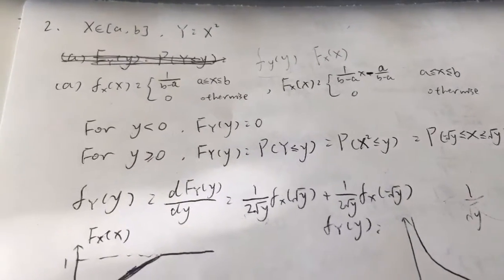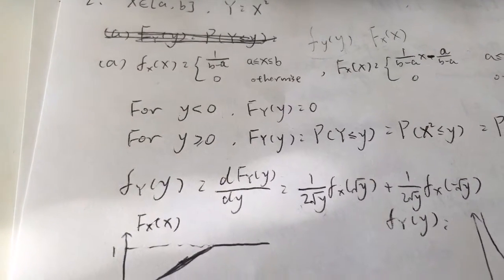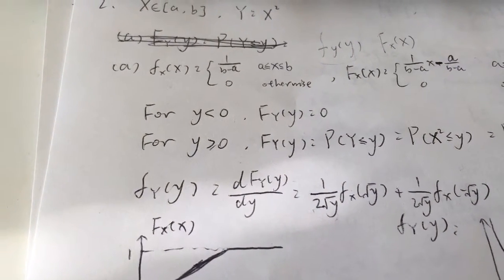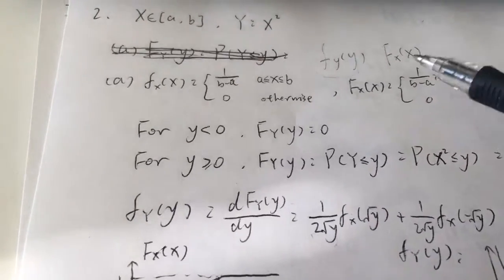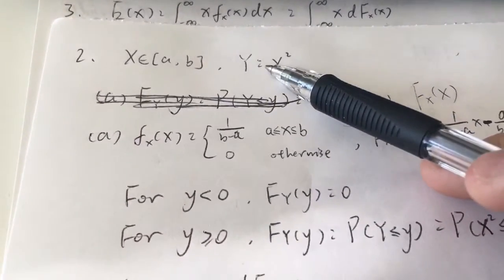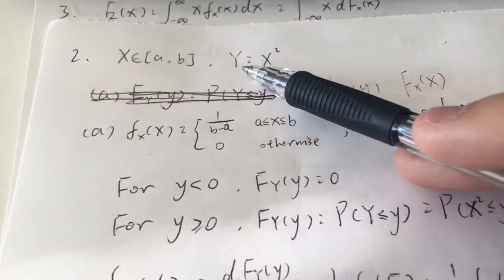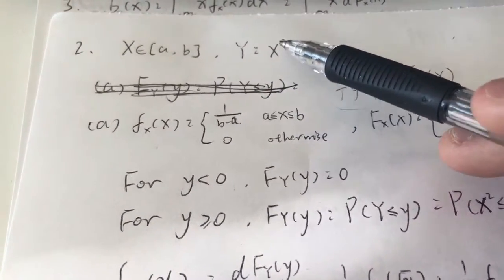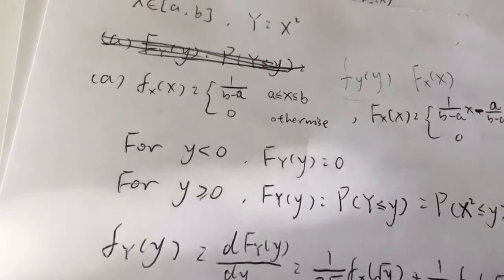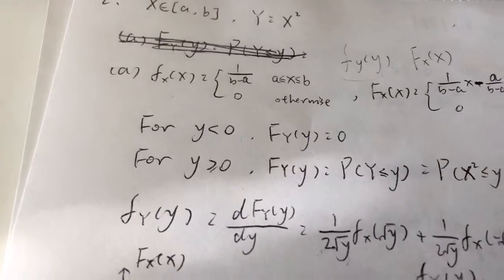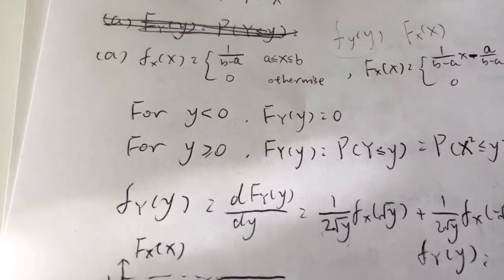Now we are in homework 3, problem 2. In problem 2, we know that the random variable x is uniform in A to B, and the function of this random variable is y equals to the square of x. There are two questions. In the first question, we need to find and draw the density function of y and the distribution function of x.